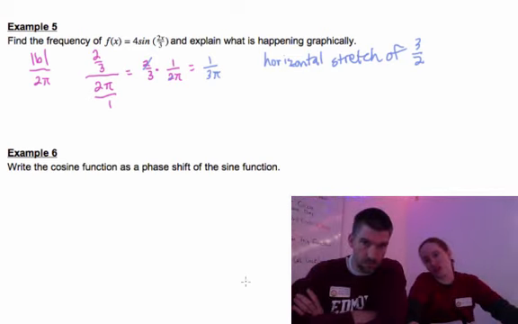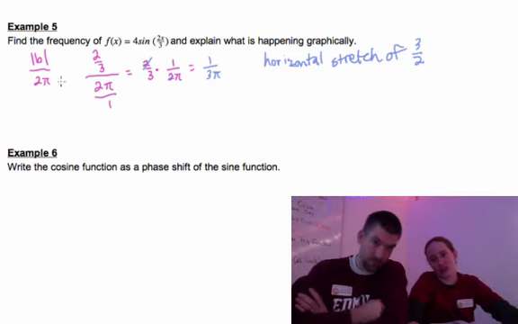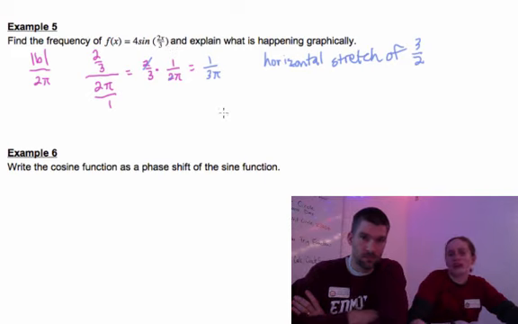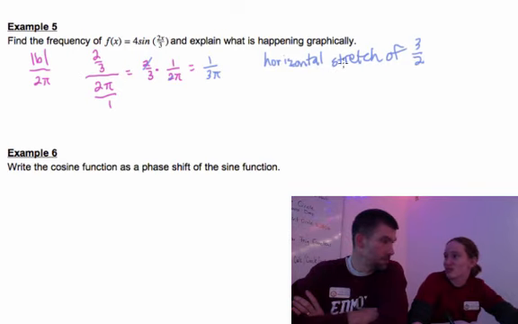All right, Hazelwood's over here with us now, and we were talking about the frequency of this was 1 over 3 pi, and that's the reciprocal of the period. Right. We're saying that this is going to complete one sine curve by 3 pi. That's what this means. So graphically, we've got a horizontal stretch of 3/2, because normally it completes by 2 pi. Right. 3/2 of 2 pi is 3 pi.